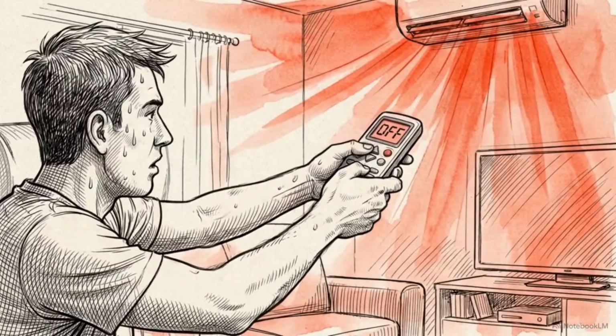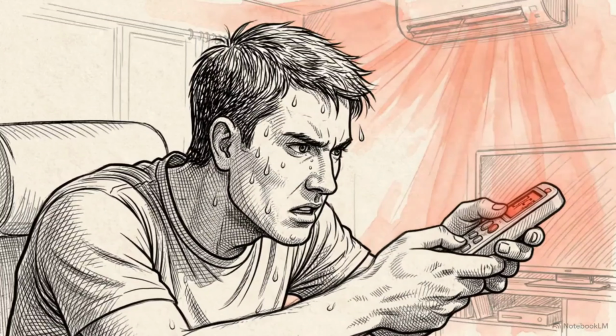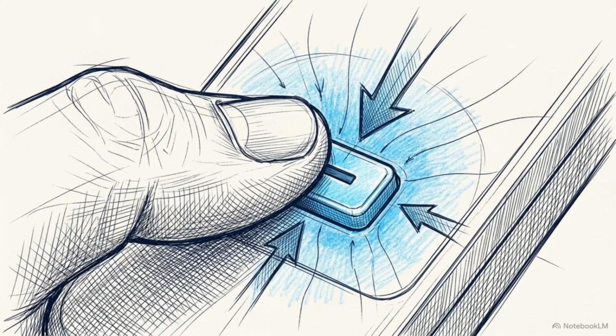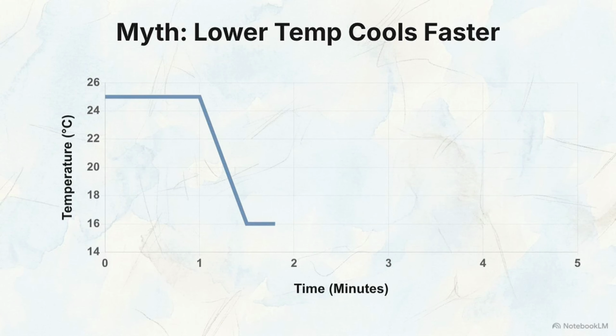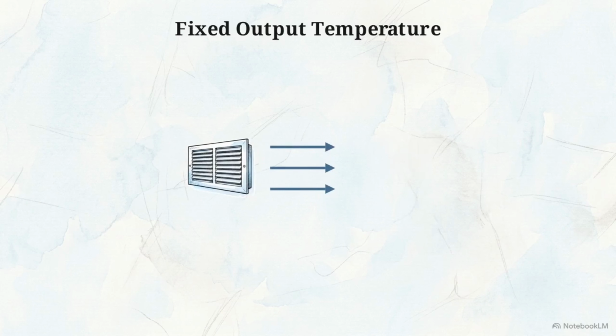You walk into a sweltering room, grab the AC remote, and immediately crank it down to the absolute lowest setting. Most of us do this because of a deeply ingrained assumption. We think a lower temperature setting forces the machine to cool the room faster. Unlike a car that accelerates smoothly, your AC has two settings: off or 100% capacity. The remote sets a target, not intensity.